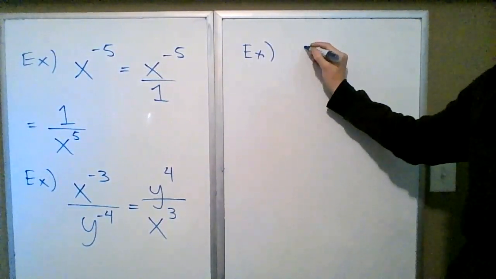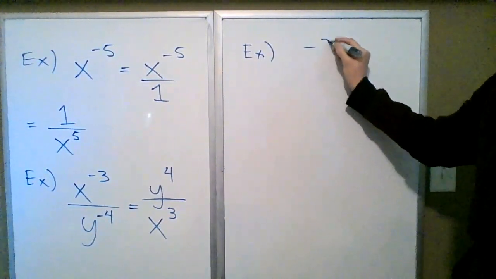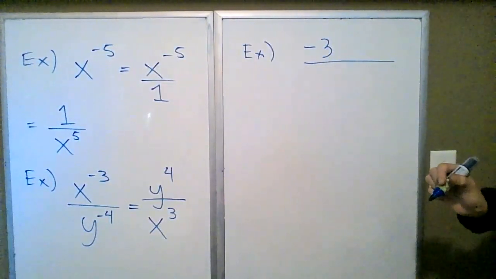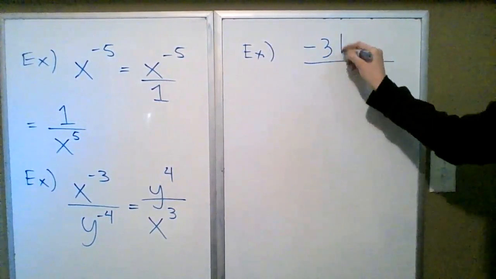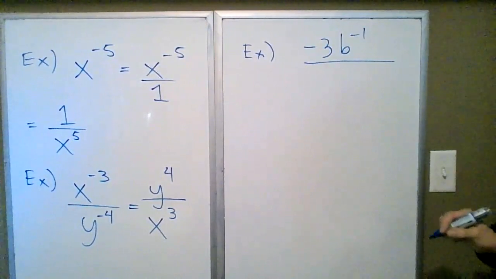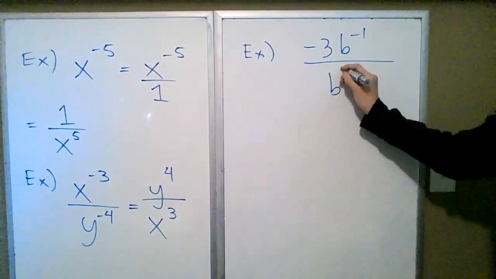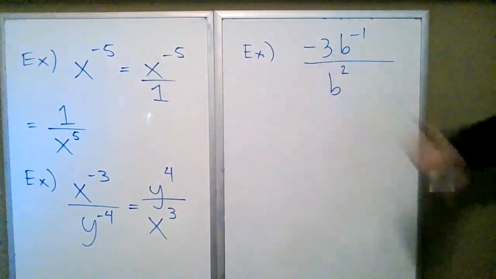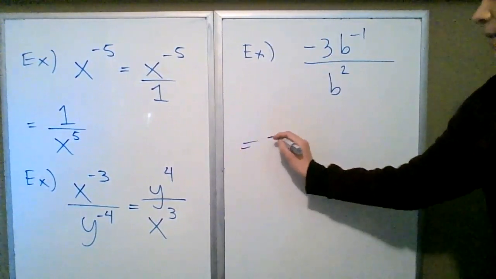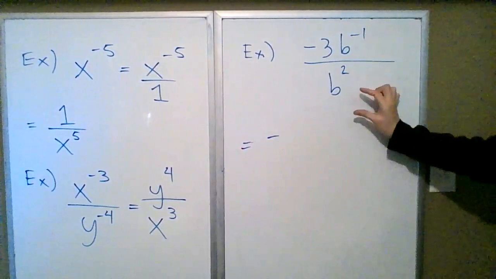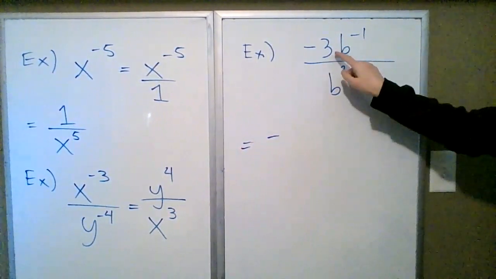We're going to use negative 3 to the power of -1 over b squared. And write it without negative exponents. So you still have that negative number. It's negative. And we're going to bring b down to the denominator, but leave 3 here.